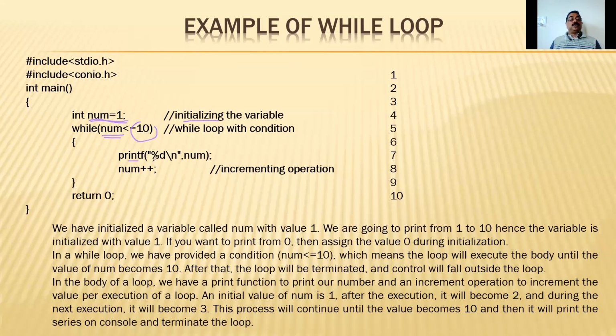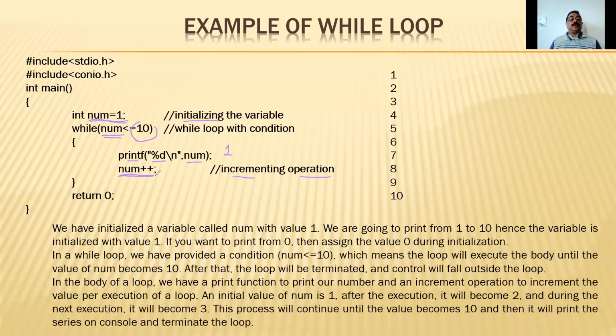The printf statement shows that %d, that is the num value, will be printed here. What is the num value? Num value will be 1. Okay. Then the counter is incremented here. The increment operation, that is num++, will increment the num value. What is the value of num? It is 1. It is less than 10. The condition will be tested, and the body of the loop is executed.